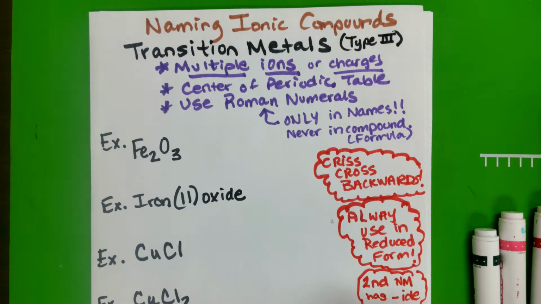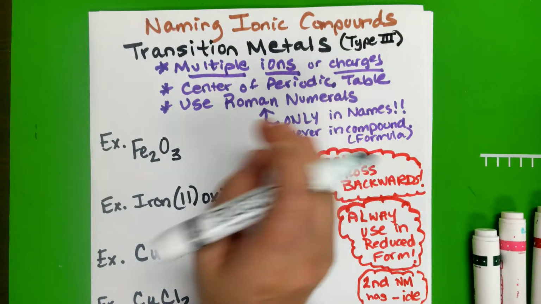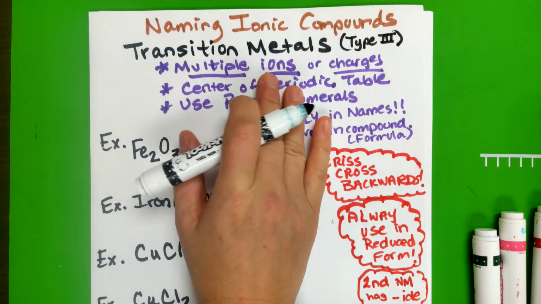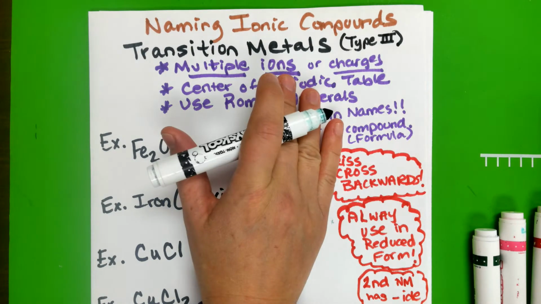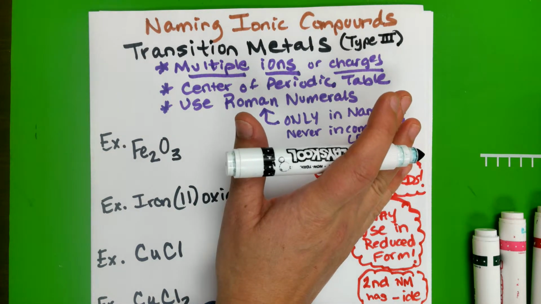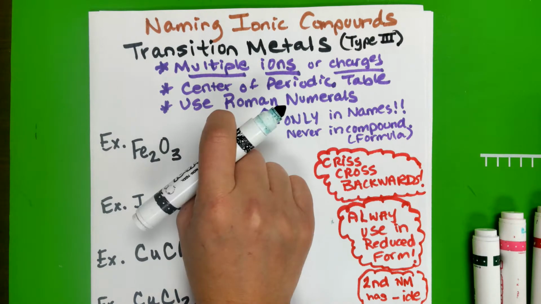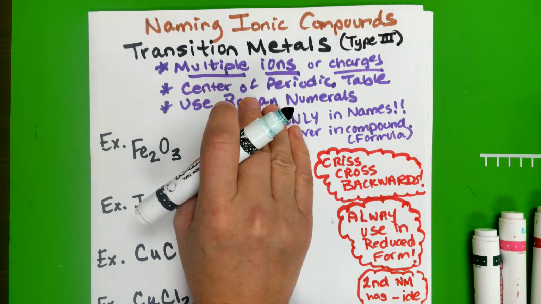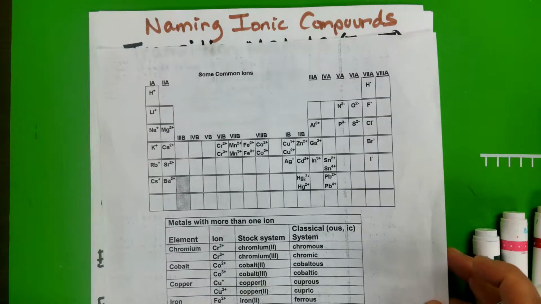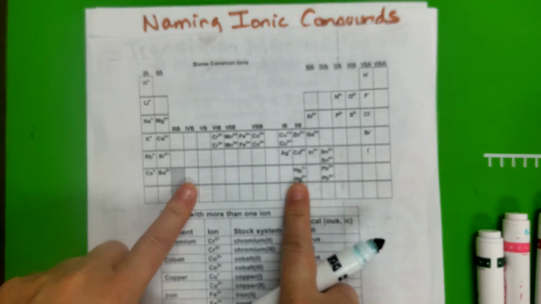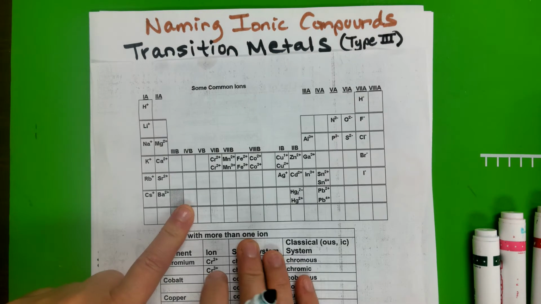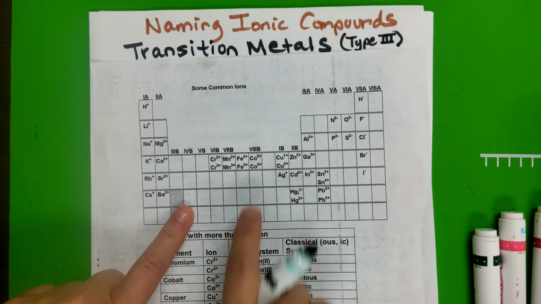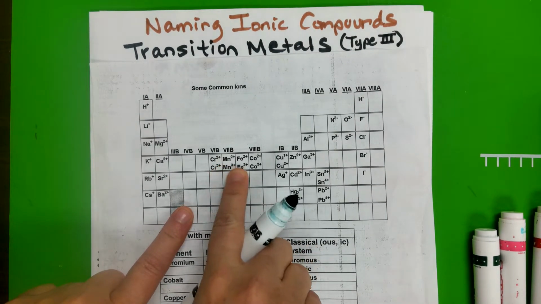Okay, now keep in mind that we're still looking at multiple ions or charges, so we are still looking at polyatomic ions. Also, what we're dealing with is mainly the ones in the center of the periodic table. These are your transition metals. That's why these are type 3. Why? These are special because they have more than one ion.